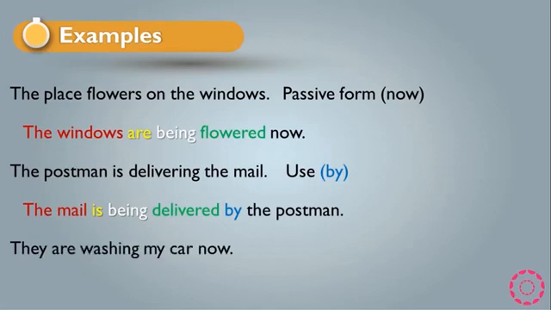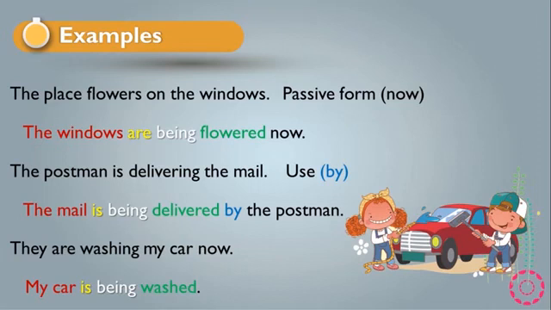They are washing my car now. So the sentence became like that: My car is being washed. My car is being washed because my car is singular, and being is shown in the rule, and washed is the past participle form of the verb wash.